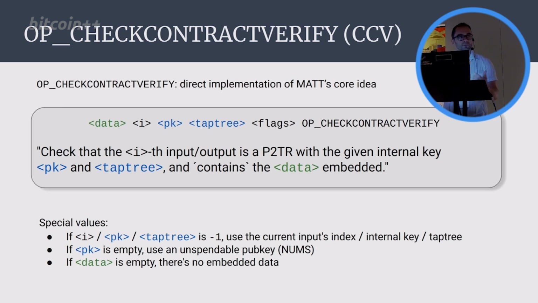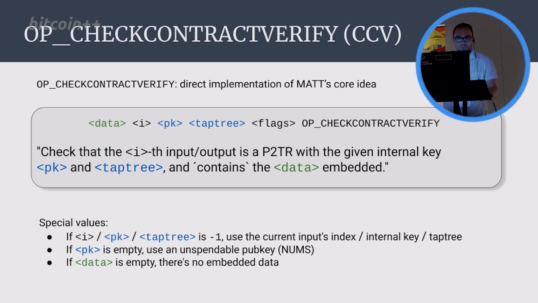The first time we tweak the internal key with the data, and the second time we tweak the internal key with the taptree. In this way, we get a UTXO which is fully compatible with pay-to-taproot. There is no backward incompatibility in the type of scripts that we need.